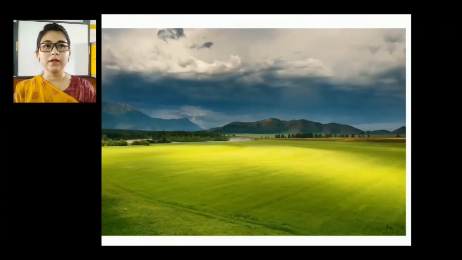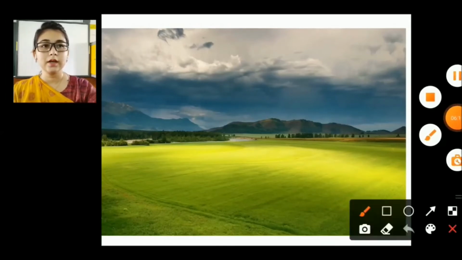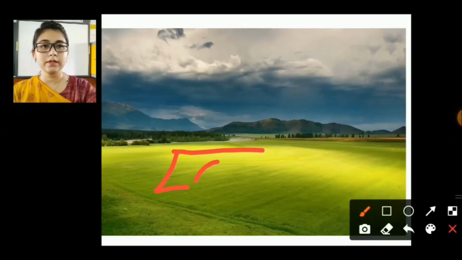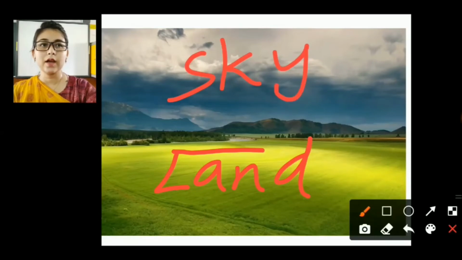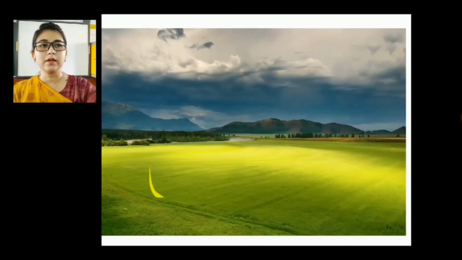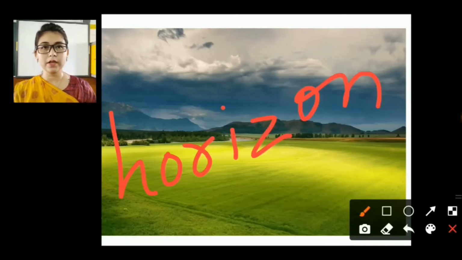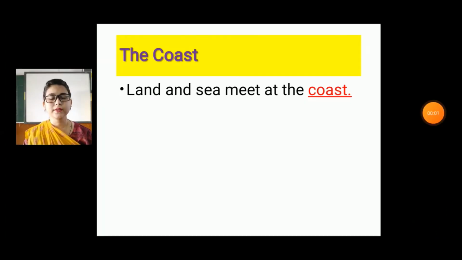Okay, let me show you another picture of this. Here is another picture. You can see this is also a horizon. Here also you can see this is the land. Okay, this is land and this is sky, and they both are meeting at some point, and this is called what? Yes, can you tell me what it is? Yes, horizon. So I hope you have understood what horizon is. Now students, let's start our next topic.